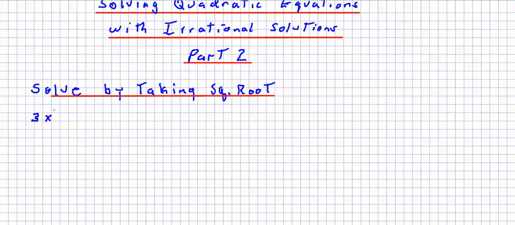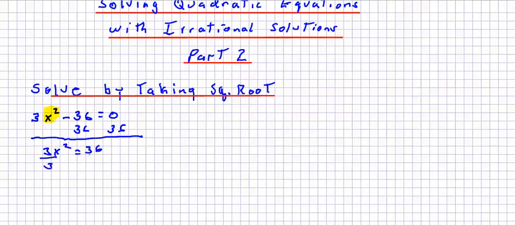3x squared minus 36 equals 0. Just like before, we want to isolate the x squared. We want to get that guy by itself. So I'm going to add 36 and I get 3x squared equals 36. Divide by 3, divide by 3, and I get x squared equals 12.